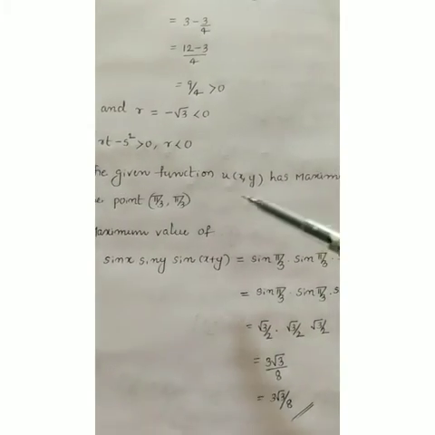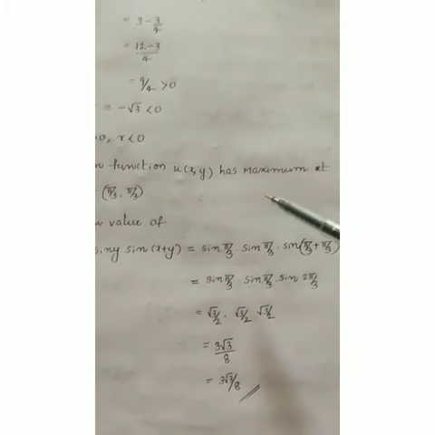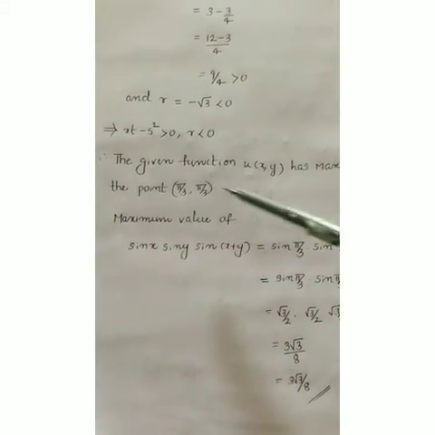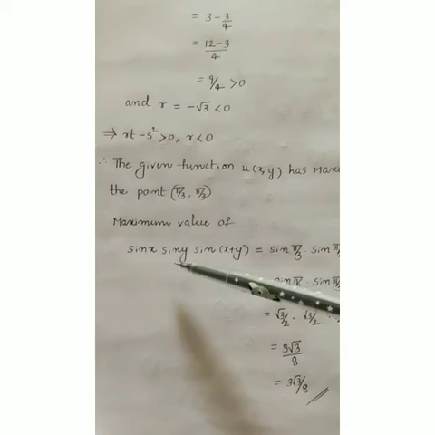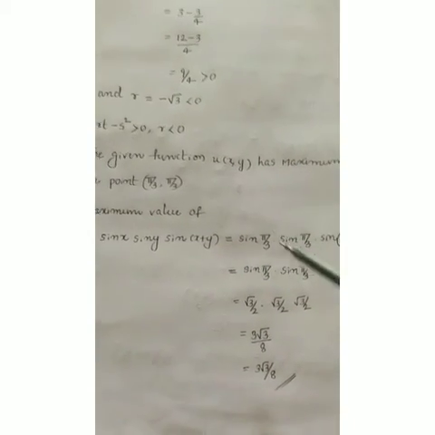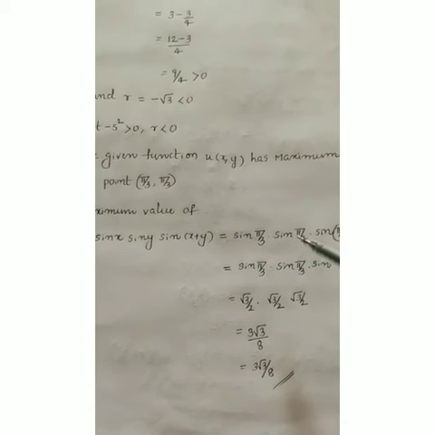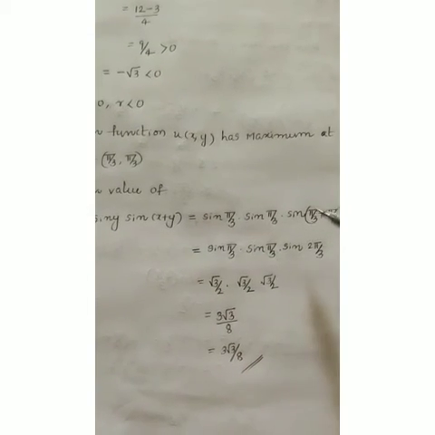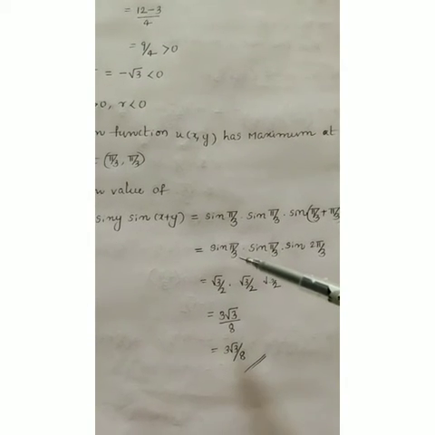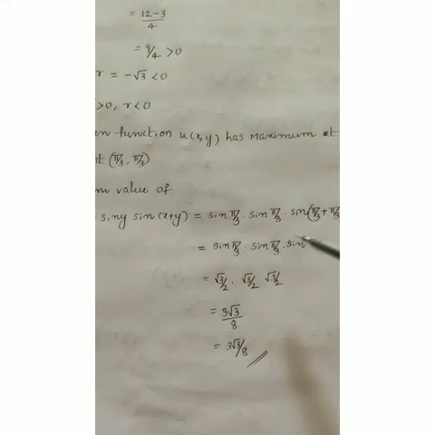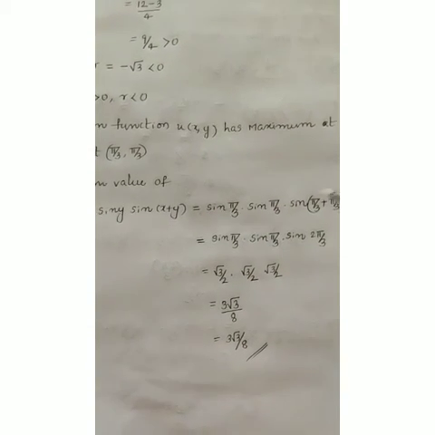Therefore the given function u(x, y) has a maximum at the point (π/3, π/3), and the maximum value of the function sin x sin y sin(x + y) equals, substituting this point, sin(π/3) into sin(π/3) into sin(π/3 + π/3), so sin(π/3) is sin 60, that is √3/2 into √3/2 into sin(2π/3).